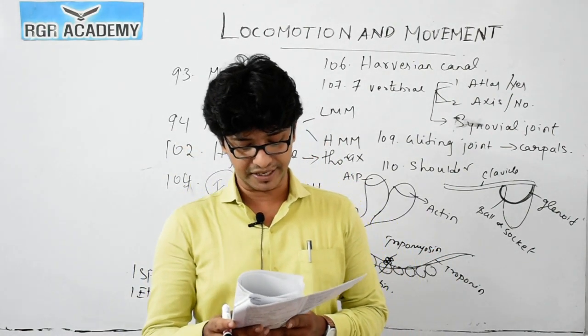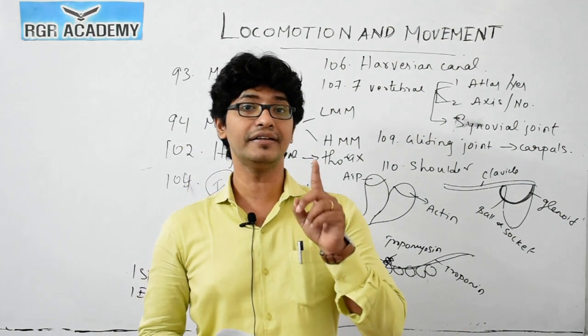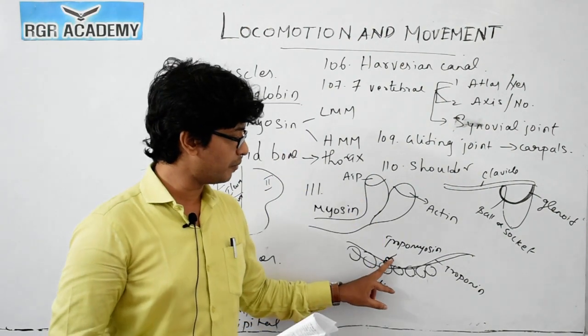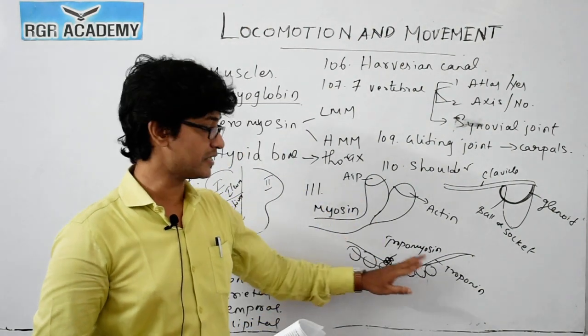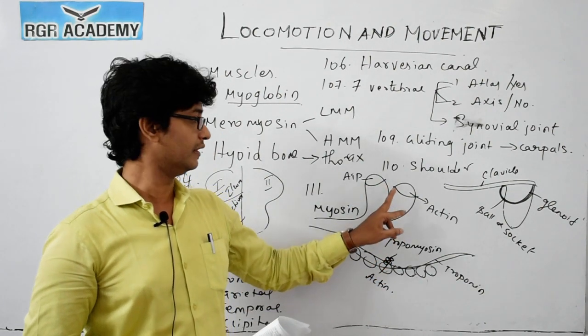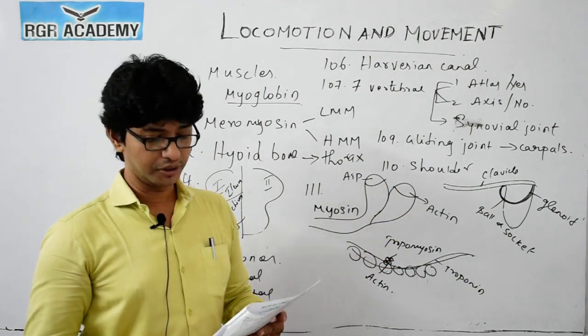Myosin binds to sites on the actin, but not when it is in the resting condition. If you are going for contraction, then this tropomyosin will be uncapped and unmasked from this part, and your actin site will be exposed and will bind with the myosin head.